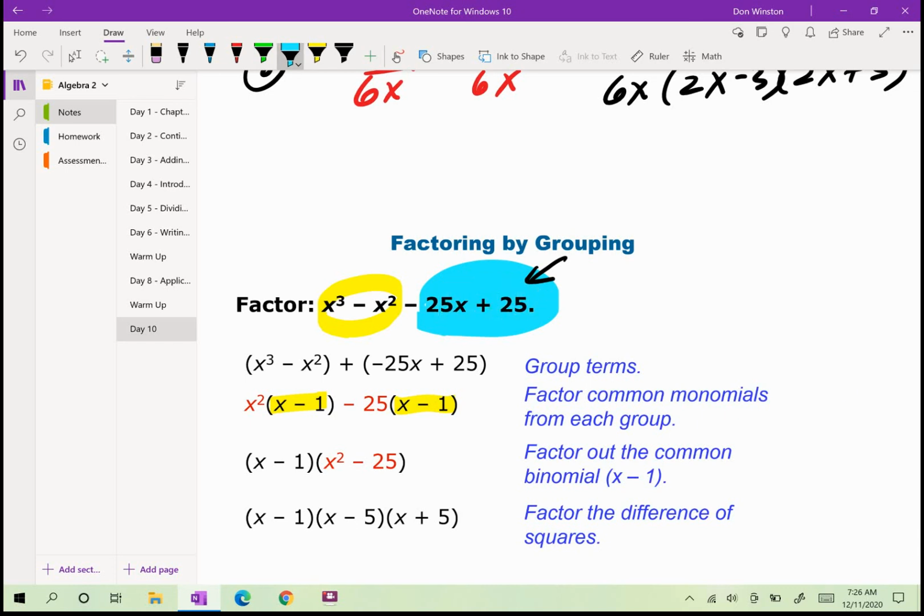And then what we do, now we group our factors. So here, I have an x minus 1 and an x minus 1, so I'll write that there. So that's my x minus 1. And then my other pair of factors would just be x squared minus 25. And I'll write that there. Okay.